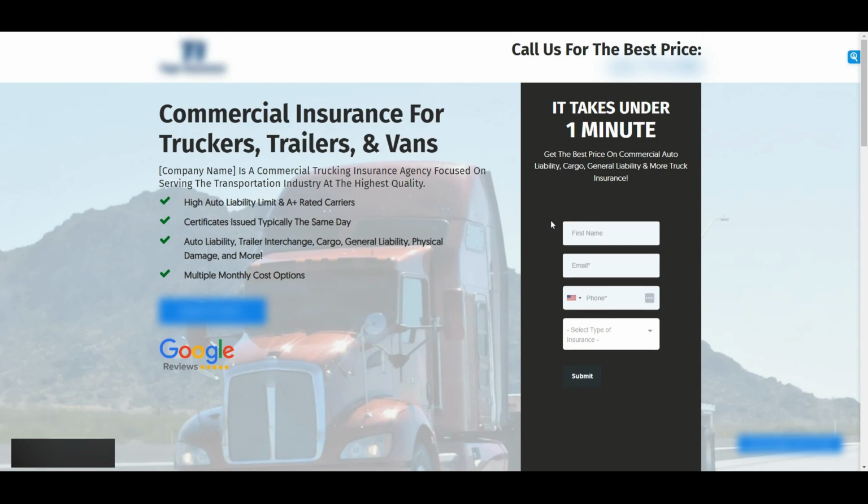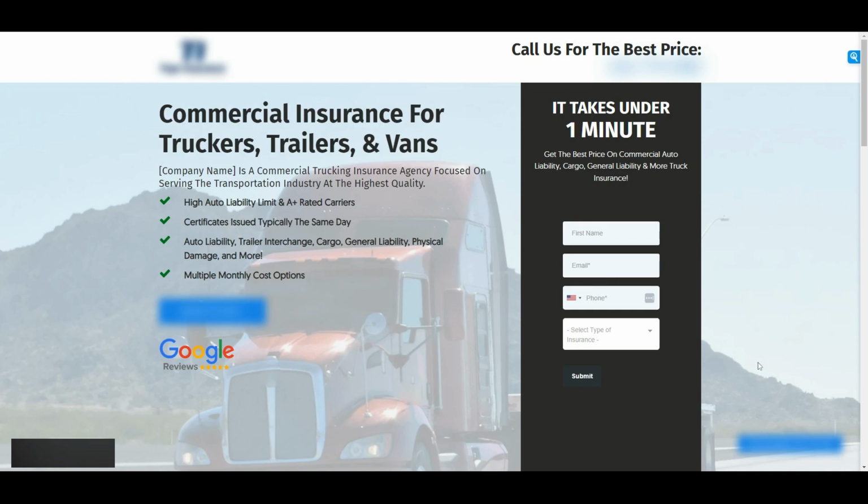But we also offer a form submission where they can just submit their info and they'll have a team member reach out. So some people won't be able to call right away. That's okay. They'll just submit the form. Others will call. So that's why it's important to have both a call option as well as a form submission option.